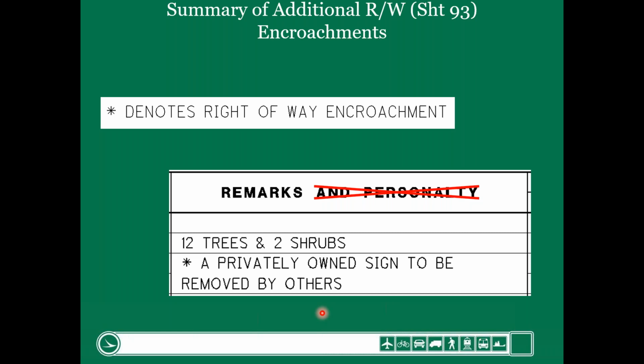So it really is just a remarks column for the designer to identify any unique things going on that they can't graphically portray in the plans, or that might help explain the graphics that are shown. So in this case, quickly, there's the parcel related to this one. There's 12 trees and 2 shrubs that are going to be removed, most likely. And then there's an encroachment, okay? A privately owned sign to be removed.